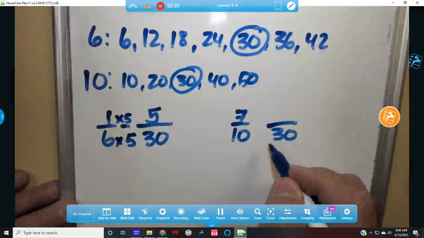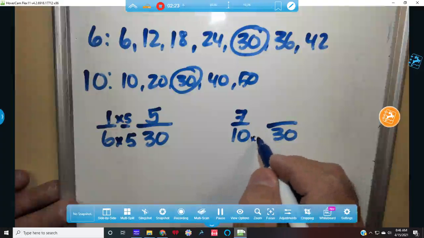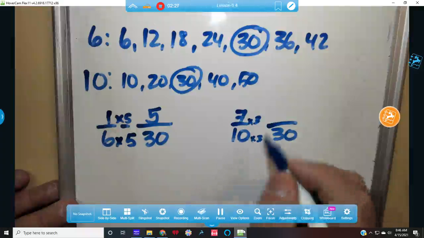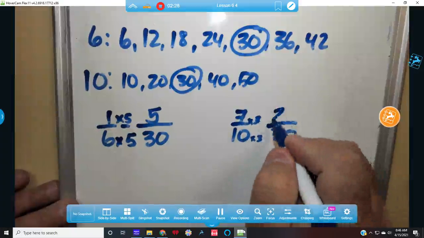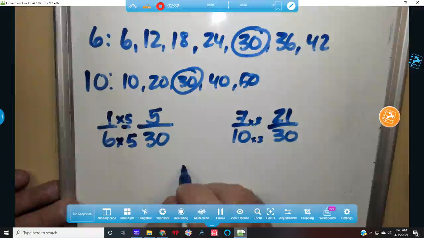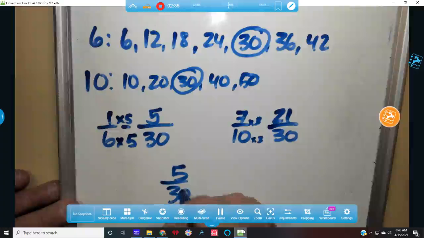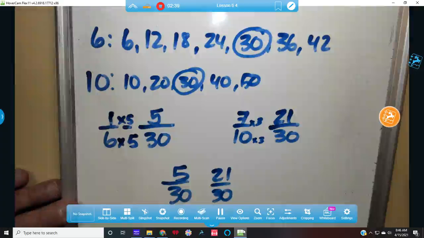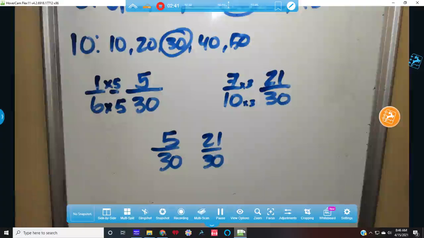How did we get to 30 from 10? Well, multiply by 3 and multiply by 3. 10 times 3 is 30. 7 times 3 is 21. So our new fractions are 5/30ths and 21/30ths. They have the same denominator. That means now we have a common denominator. So we can add these now very easily. Okay? But we don't have to do that quite yet.